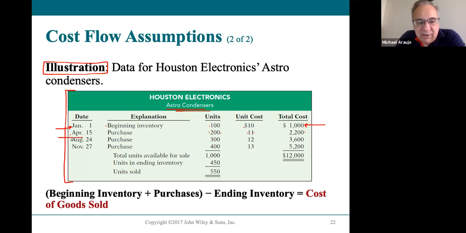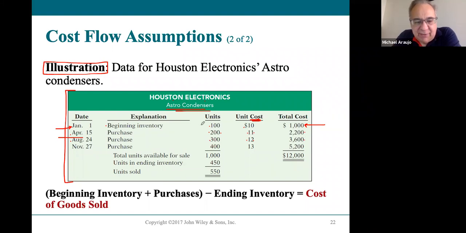A few months later, in August, they bought more Astro condensers. They bought 300 more. And again, look what happened. The cost to them, this is the cost to the business, not what the customer paid for it. They might have charged the customer $30 for this thing. We're talking about the cost to the store. It went up to $12. So these 300 units now cost $3,600.